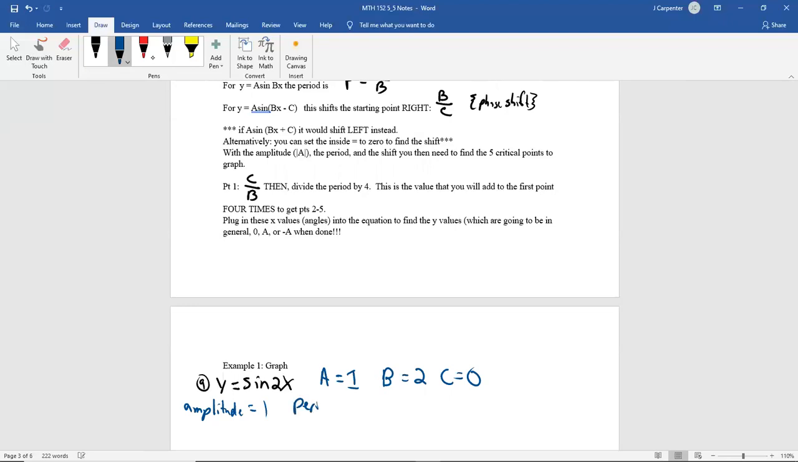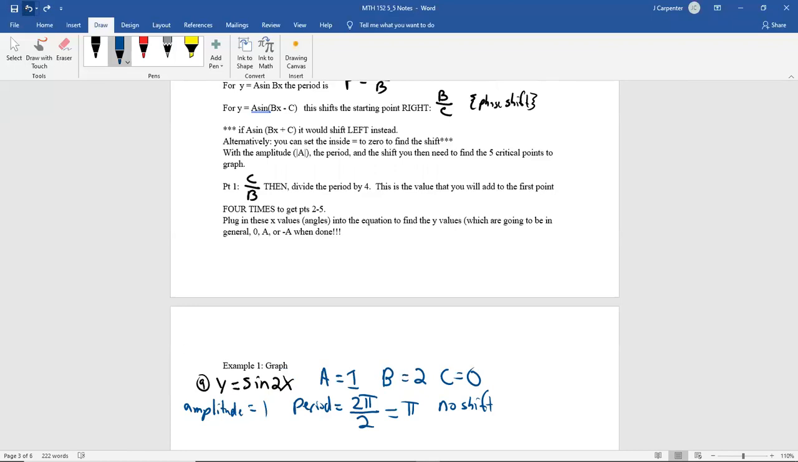The period, this is where we take the period of the regular sine function, which was 2 pi, but then we divide it by this thing that governs the speed. The period of a sine function is 2 pi, and we take that and divide it by the thing that makes it move faster. The thing that makes it move faster is the number in front of the variable. And 2 pi divided by 2 happens to be pi. Because C is 0, there is no shift. Remember, we're supposed to do C over B, or taking the inside and setting it equal to 0. If you set the inside of 2x equal to 0, you'll get x equals 0, saying that the first point starts at 0 degrees or 0 radians.